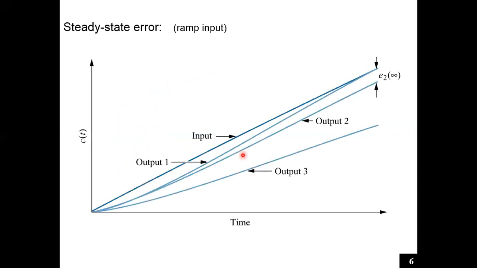In our next figure we have shown the ramp test input. Output 1 has 0 steady state error and output 2 has a finite steady state error, that is E2, whereas output 3 has infinite error. This output is of another system that is not of our concern.